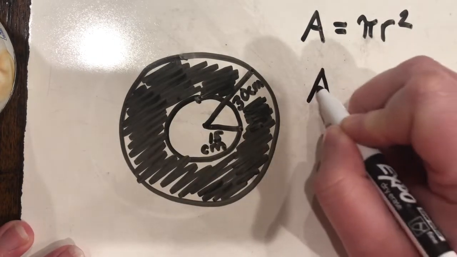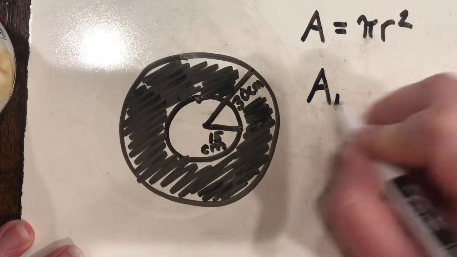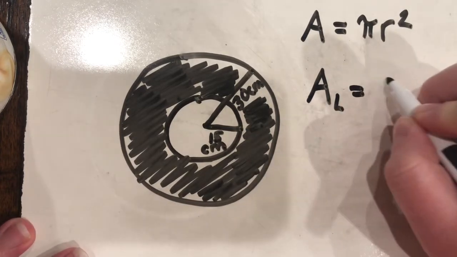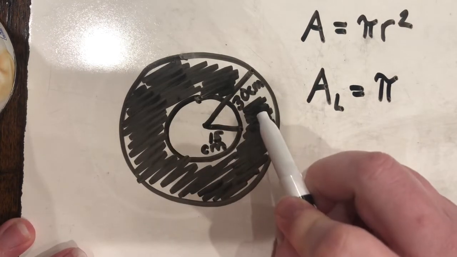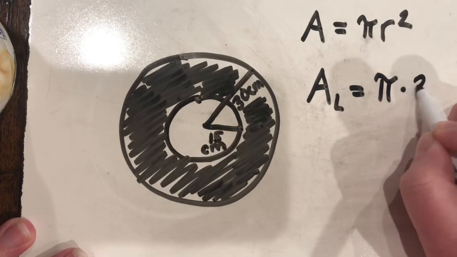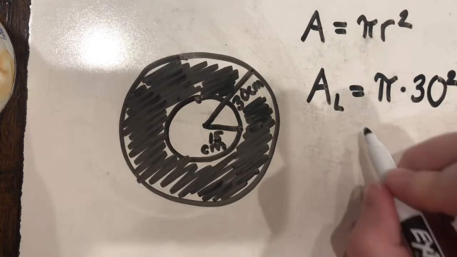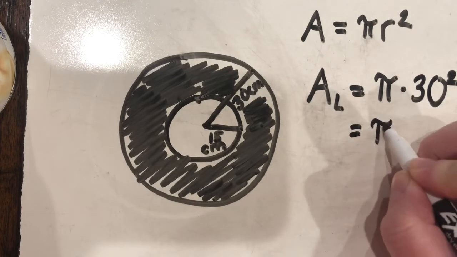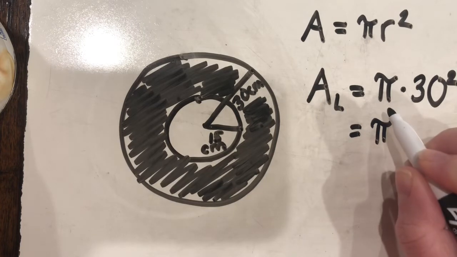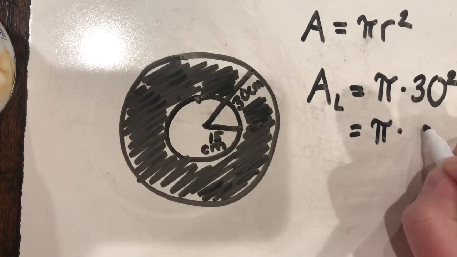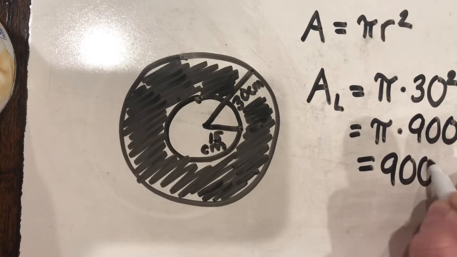So for the larger circle, let's do A sub L, the subscript for large circle here, equals pi, and the radius of our larger circle is 30 centimeters. So we'll do times 30 squared. Okay, and we can go ahead and start calculating that a little bit. We're going to have pi times 30 squared, which is 900. So in other words, for this one, we have 900 pi.